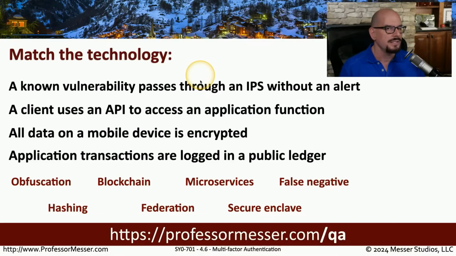The 4 different scenarios are: a known vulnerability passes through an IPS without an alert. A client uses an API to access an application function. All data on a mobile device is encrypted. And application transactions are logged in a public ledger. Now, the 7 different technologies that can be matched to those 4 scenarios are obfuscation, hashing, blockchain, federation, microservices, secure enclave, and false negative. Got a few things to go through here.